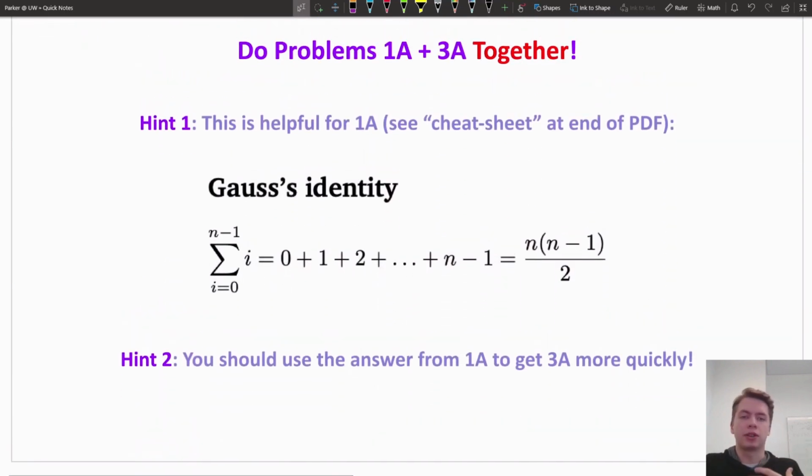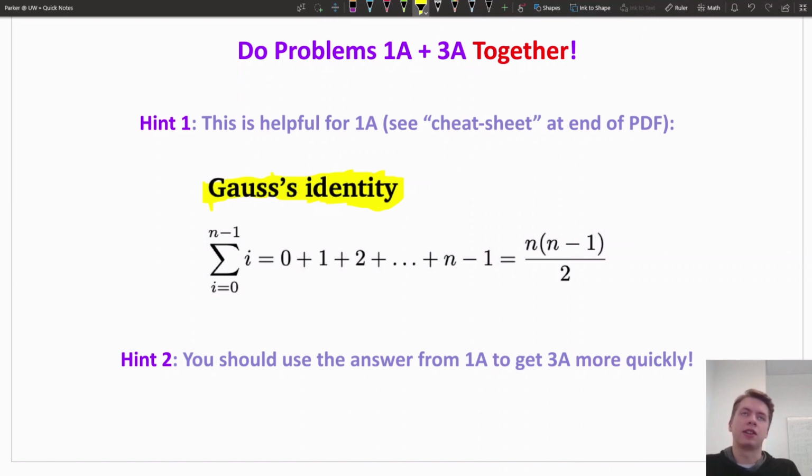We're going to walk through problems 1a and 3a together. And for problem 1a, an identity called Gauss's identity will be very helpful to us. If you have the worksheet pulled up, there are a bunch of formulas and identities on the very last few pages of your worksheet. So make sure to have those available for reference.